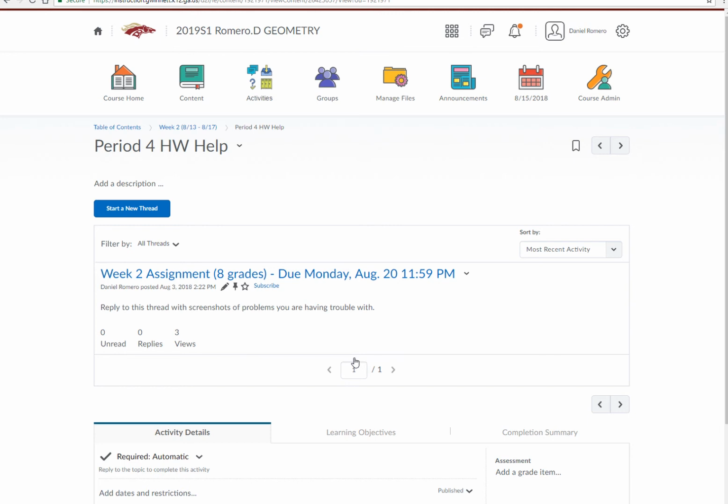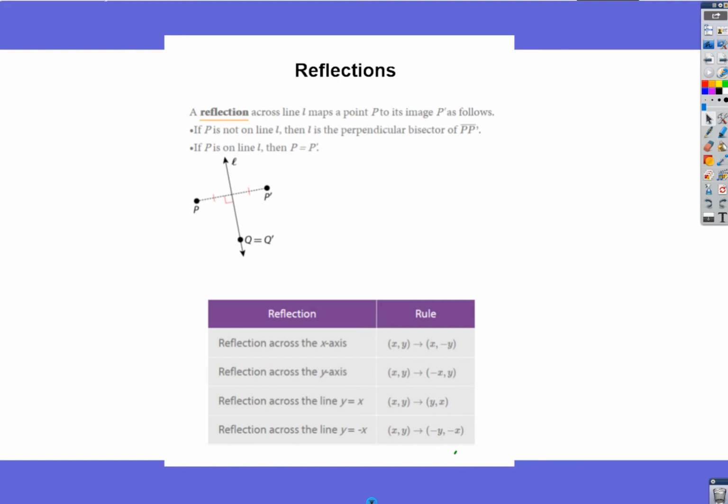So this next assignment, also 8th grade, it's a biggie. It's a big one. When is it due? Next Monday, 11:59, which is after your quiz. I would hope you would have it finished before the quiz, but it's after the quiz. All right, we'll move on then to the notes.